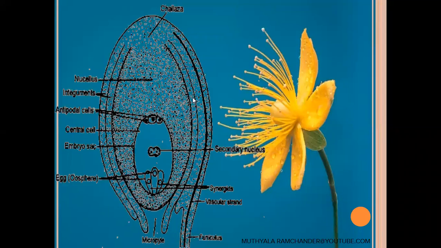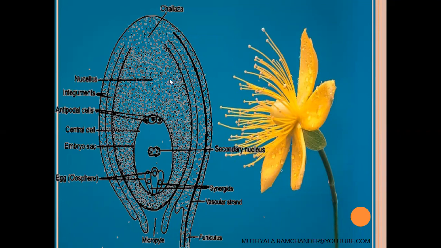Integuments develop at the outer part of the ovule. Here one or two integument layers are present. If one integument layer is present, it is called a unitegmic ovule. If two integument layers are present in the ovule, it is a bitegmic ovule.